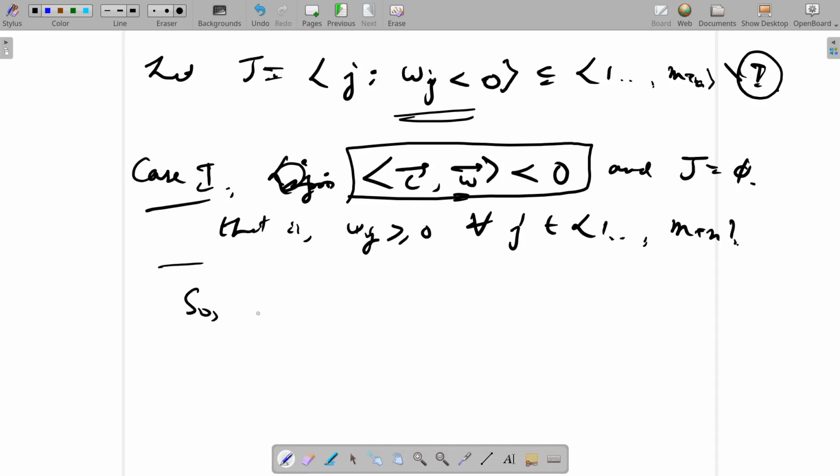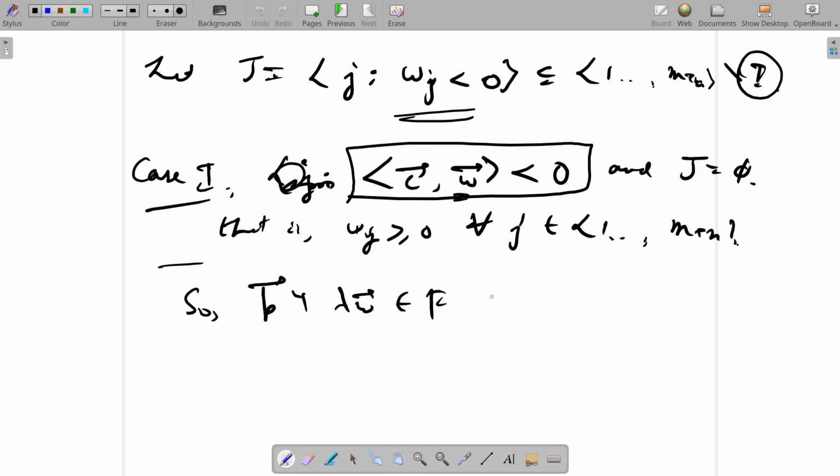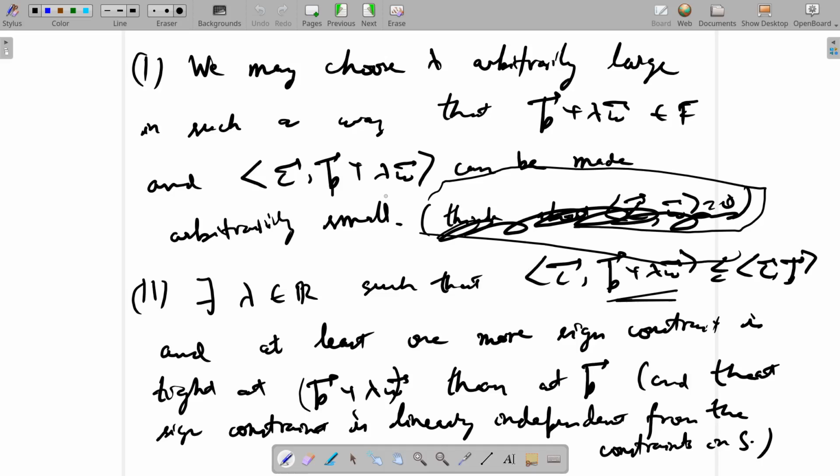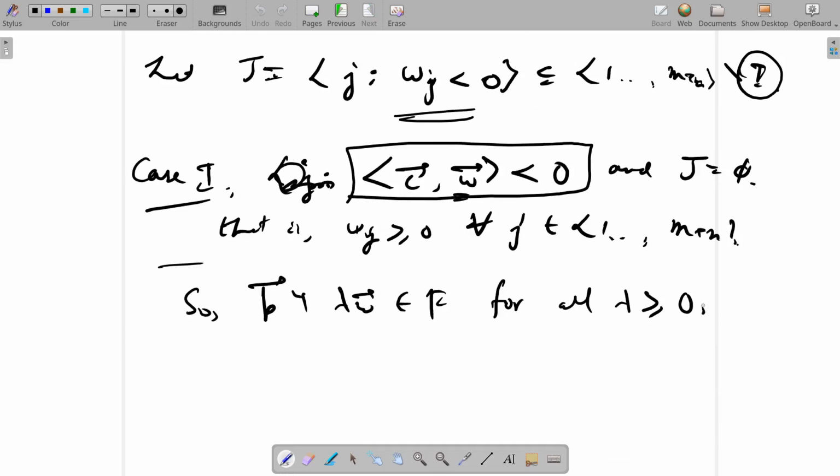So one thing to notice is, P plus lambda W is in F, right? Because anyway, for all lambda, P plus lambda W satisfies the equality constraints. That's what we had observed right here. The only problem was, what about the sign constraints? But now that we have assumed J is empty, that means Wj is bigger than or equal to 0, so they're all non-negative. So if I take lambda to be non-negative, then P plus lambda W also satisfies all the sign constraints. So this is going to be true.